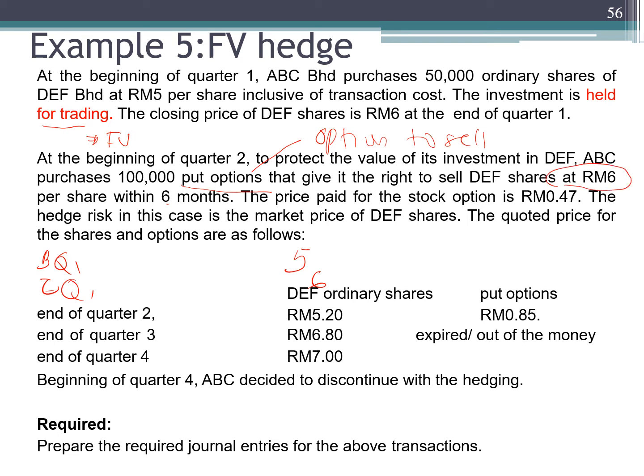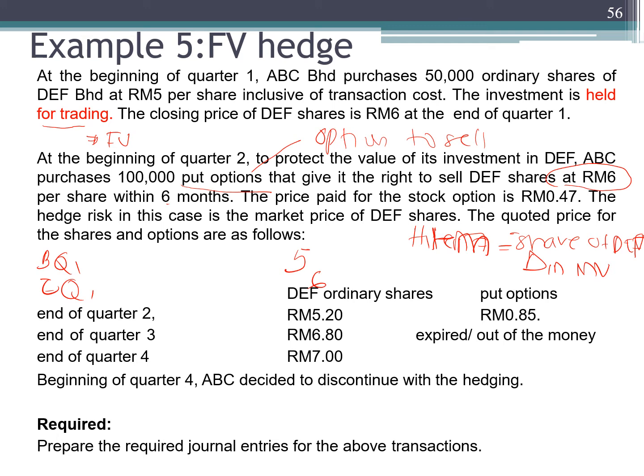The price paid for the put options is 0.47 per unit. The hedged risk is indicated in the market price, in this case the market price of the DEF share. So the hedged item that we have here is the shares of DEF. You're going to protect from changes in the market value of shares. This is your hedged item.